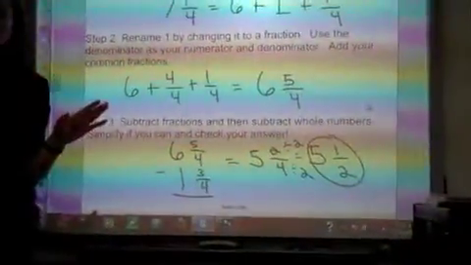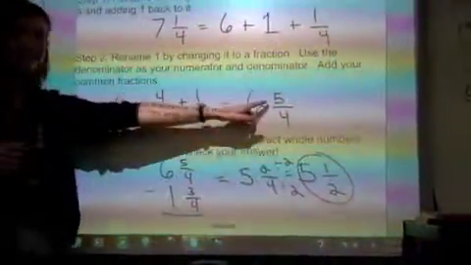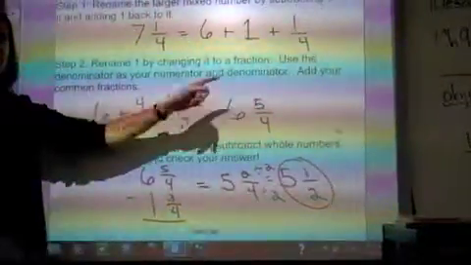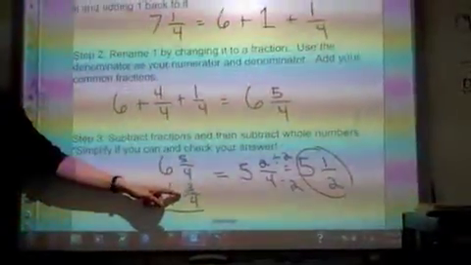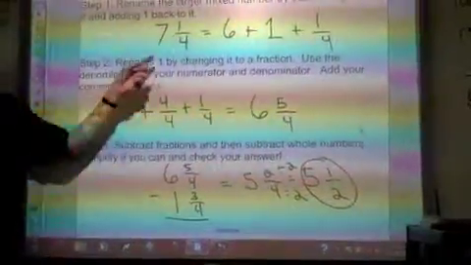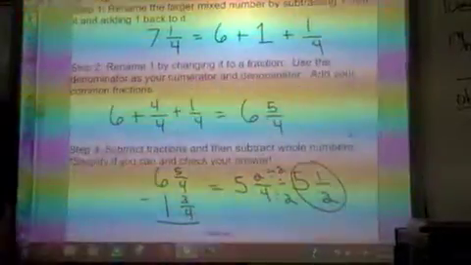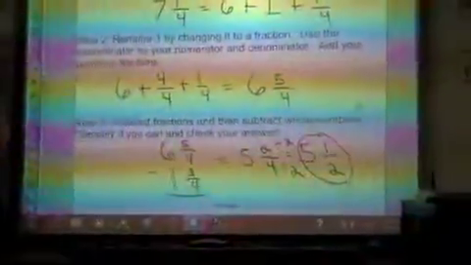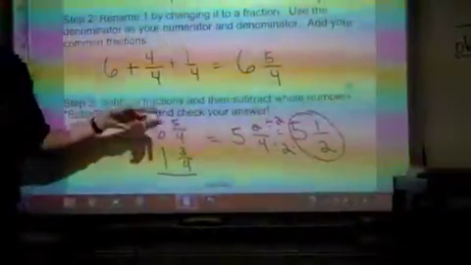But that's okay. We want it to be an improper fraction because, as you noticed, this used to be a 1. Now it's a 5. It's great that it's a 5 because this down here is a 3. And we need to be able to take that 3 from the 5. Before we couldn't do that because it was a 1. And we can't take 3 from a 1. We would get a negative number, right? So now, step 3, it's like what was yesterday. You subtract your fractions, then subtract your whole numbers, simplify if you can, and check your answer.